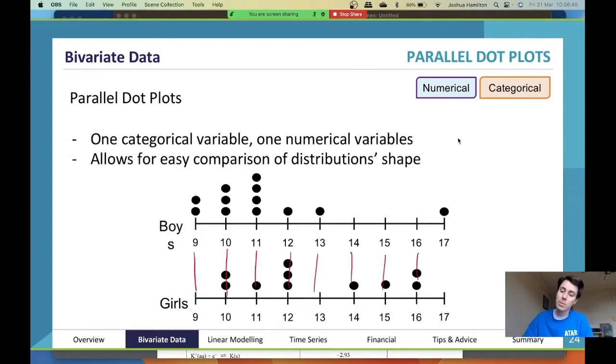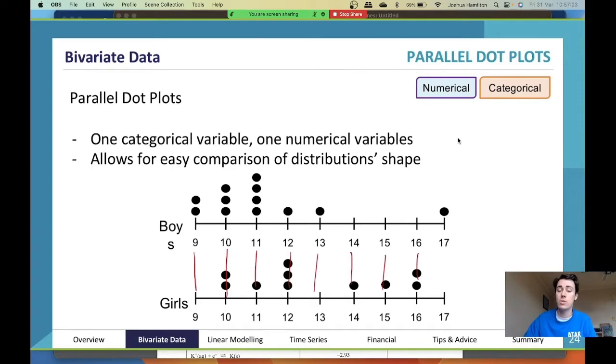Again, this would fail because it doesn't give you a key and it doesn't give you a name. What are we measuring here? Are we measuring test scores? Are we measuring beep test scores? We haven't been given a measurement, we haven't been told what we're measuring here. And we haven't been told what a dot refers to.